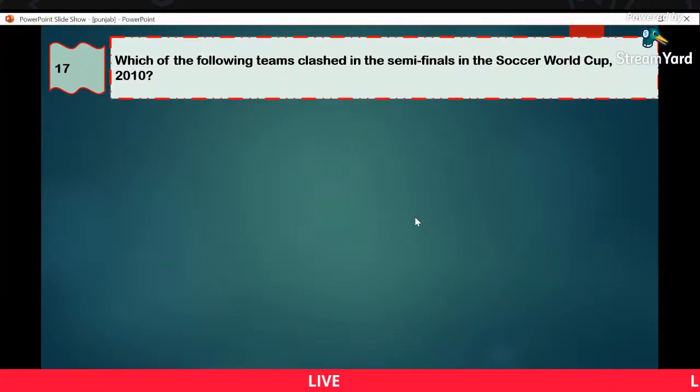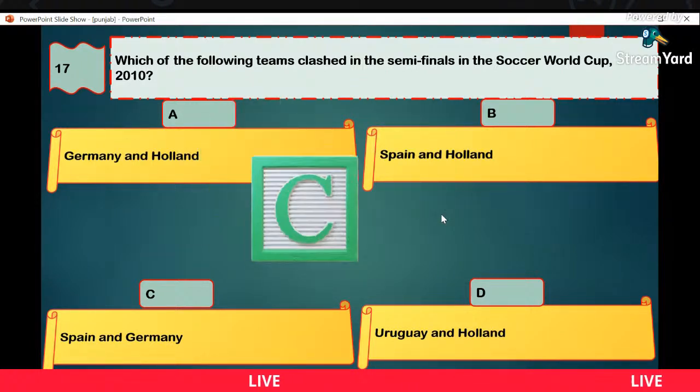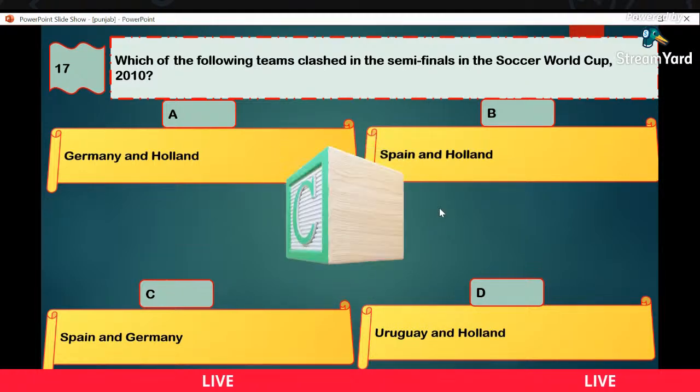Which of the following teams clashed in the semi-final in the Soccer World Cup 2010? Germany and Holland, Uruguay versus Holland, Spain and Holland, sorry. Question number 17. Oh, very good. So, Spain and Germany is the correct answer. Now, Deepa, C is the correct answer. Next question.